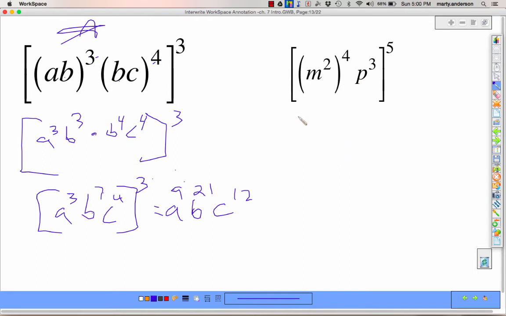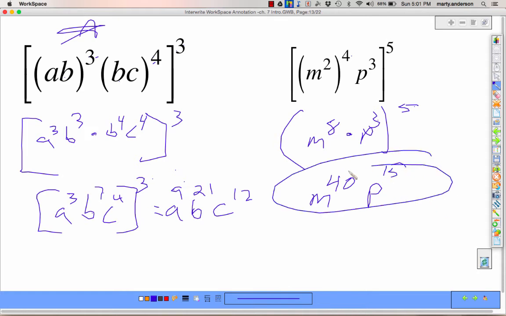This guy here, maybe we want to make it into m to the 8th and p cubed. So I did 2 to the 4th and got 8. All to the 5th, 8 times 5, 40. P cubed to the 5th, I got 15, and we're good to go.